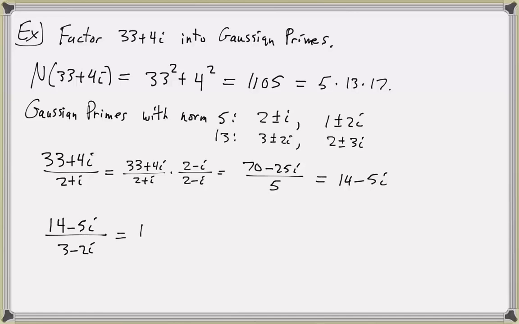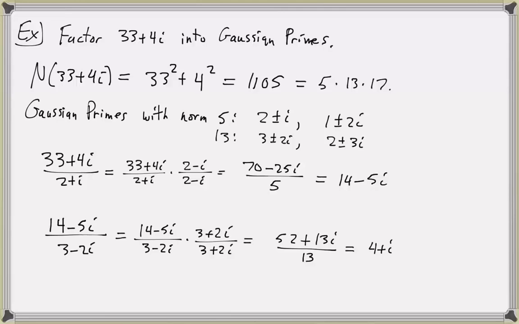So again, we multiply the numerator and denominator by the conjugate, which is 3 plus 2i. So we'll get 52 plus 13i divided by 13. So we get 4 plus i. We see that 4 plus i would have norm 17, 4 squared plus 1 squared. So therefore 4 plus i is an irreducible factor of 33 plus 4i as well.